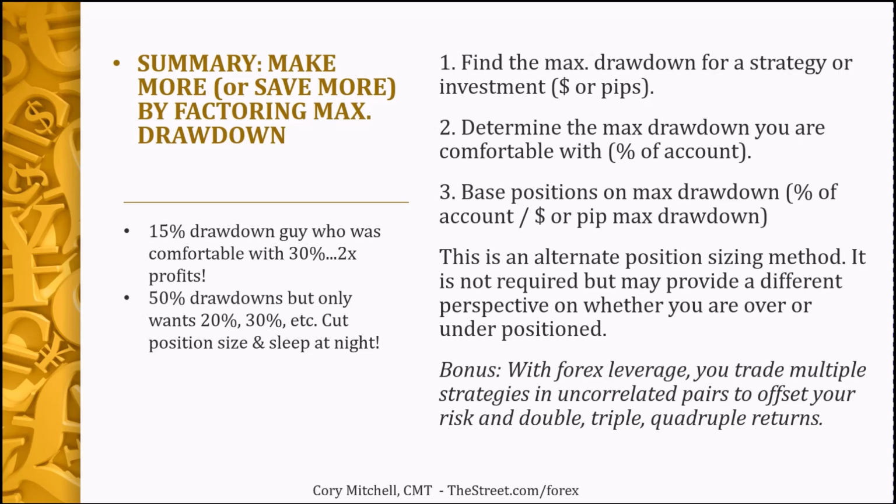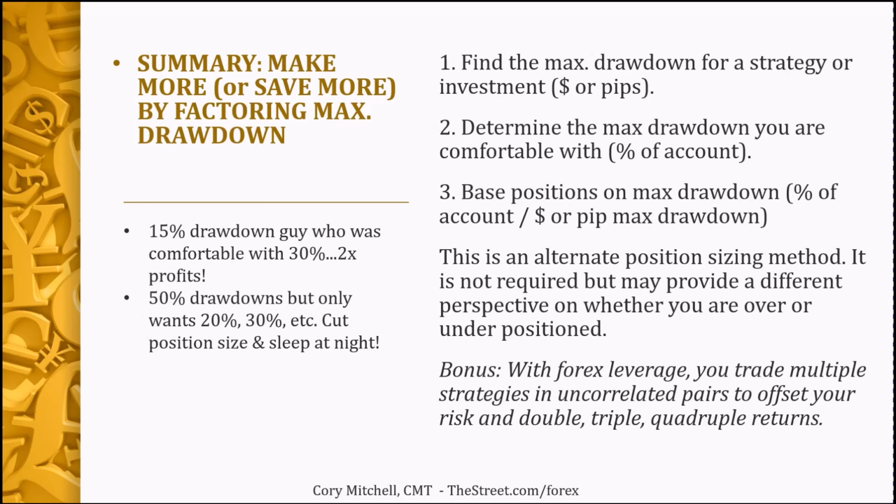But if you are trading multiple strategies or uncorrelated pairs, and that means your losses and profits don't necessarily occur at the same time, the prices don't move together, so you want to look for this in uncorrelated pairs, you can potentially double or triple your returns while also offsetting your risk. So what I mean by that is, let's assume you have one strategy, doesn't matter what market it's in, but let's say it makes 20% a year, and it has a drawdown of 10%.